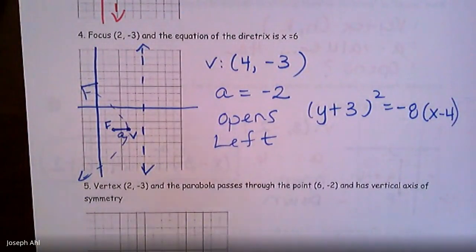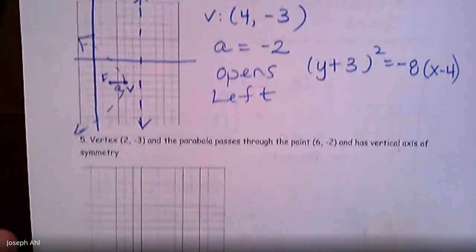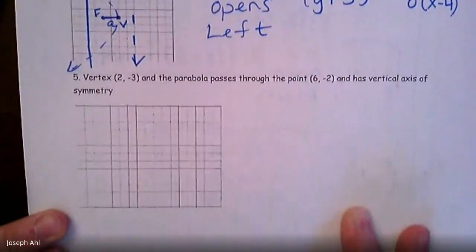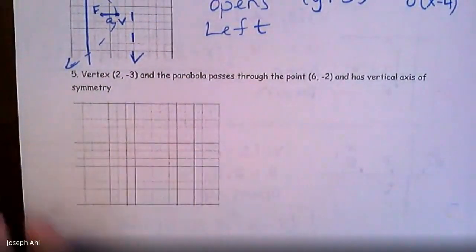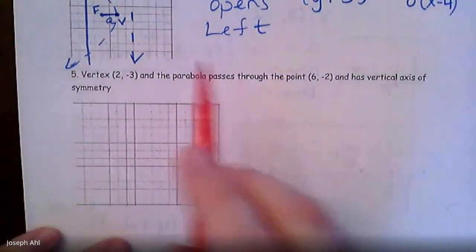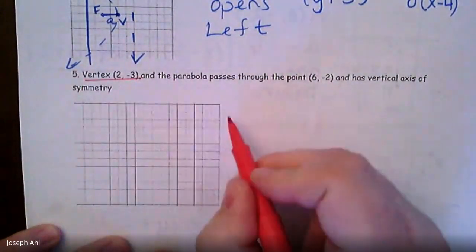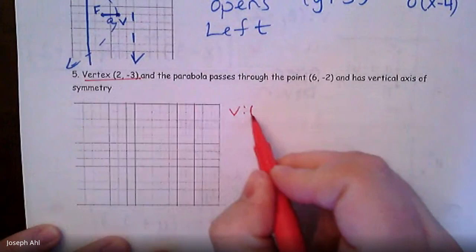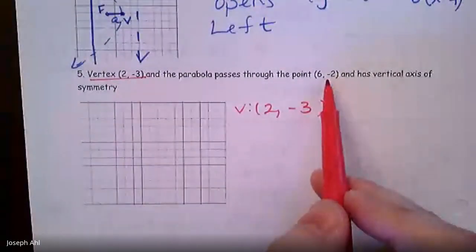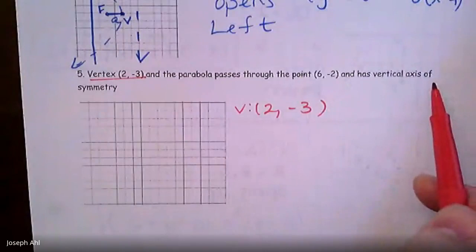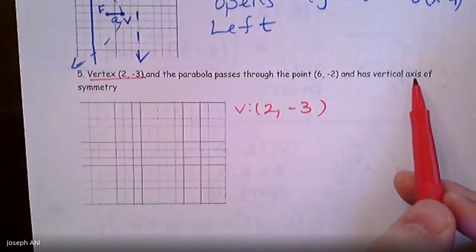Okay. Going a little fast here, so pause if something's too fast and you're still trying to catch up. This last one, to be honest, I don't even think I really need the grid for it. So what I'll tell you in the last one is we know the vertex is at (2, -3). Check that off the list. Somewhere it says it passes through this point. So it passes through the point (6, -2), and it has a vertical axis of symmetry.